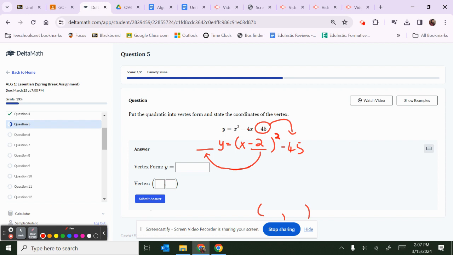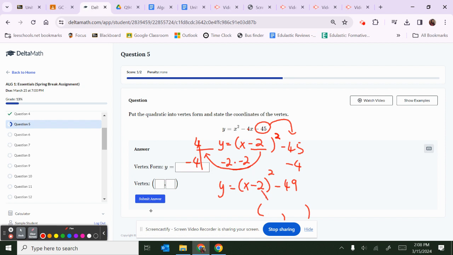But I need to bring that to the other side, but I'm not only bringing negative 2, I'm bringing negative 2 squared. So I need to multiply negative 2 by itself. Negative 2 times negative 2 is positive 4. But do I want that positive 4 over there? No. So I'm going to subtract 4, subtract 4. That gets canceled, and your vertex form is y equals parentheses x minus 2 parentheses squared, and negative 45 minus 4 is negative 49.